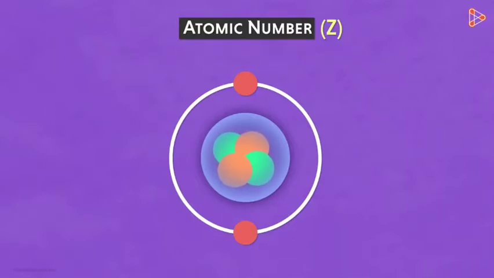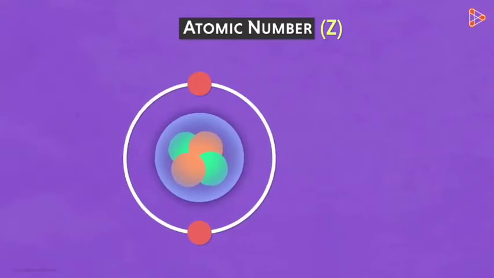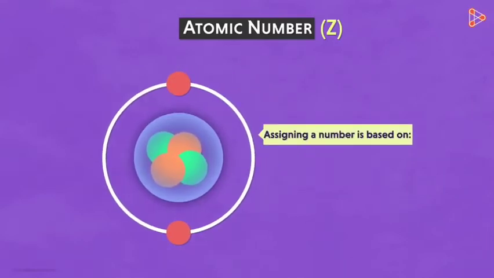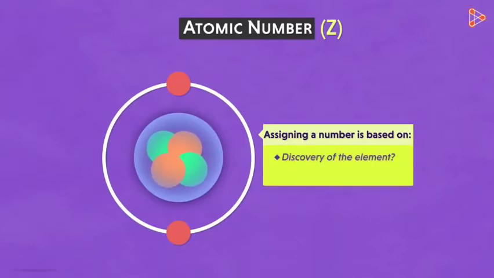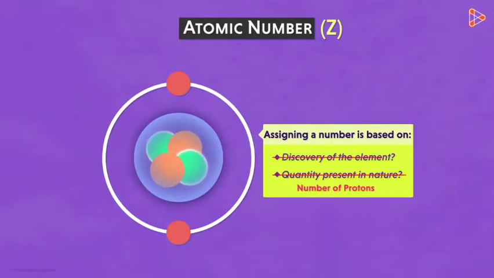Now I want you to think, on what basis should an atom be assigned a number? Should it be on the basis of when the atom was discovered, or on the basis of how much quantity of the element is present in nature? What factor can be applied for numbering the atoms or the elements in general? One promising way is by numbering based on the number of protons present inside the nucleus of the atom.